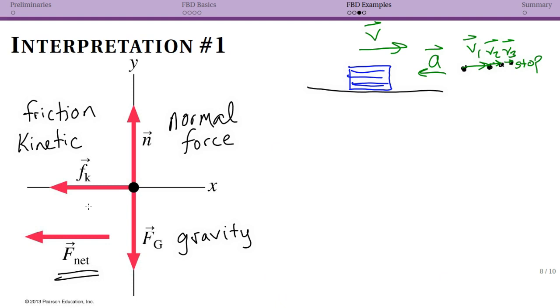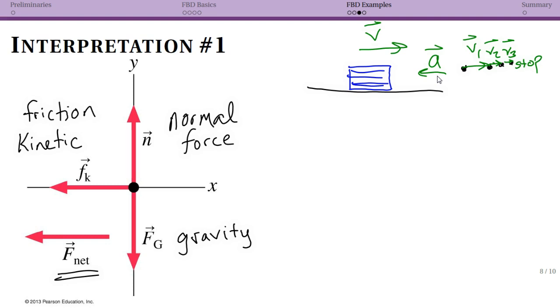Now, there are some other things that it could be that are a little more complicated to draw, but the point here is that I can look at it and immediately come up with a situation. Do I know it's a book? Well, no, it could be like a cat, for instance. But the important thing is we see, okay, it's an object that must be sliding to the right because kinetic friction is acting to the left. It must be decelerating because the acceleration vector must be to the left.